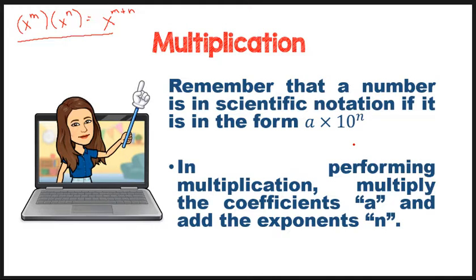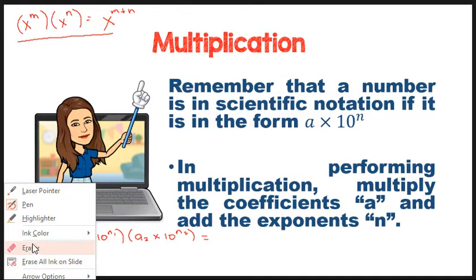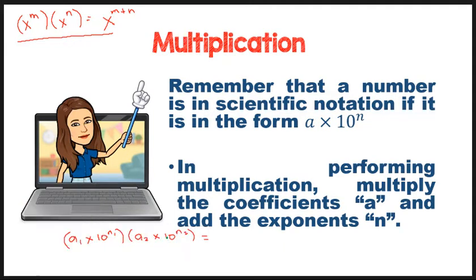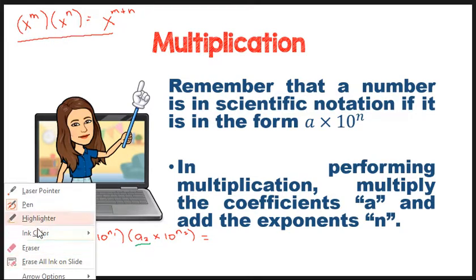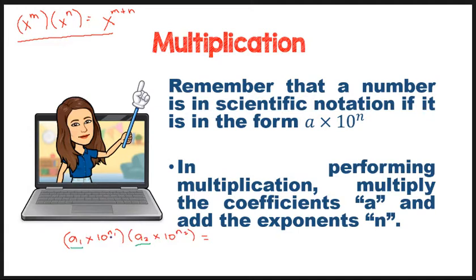In performing multiplication, you have to multiply the coefficients and add the exponents n. So say for example, your first number is a sub 1 times 10 raised to the power of n sub 1, and your second number is a sub 2 times 10 raised to the power of n sub 2. So all you have to do is to multiply the two coefficients. So what are the coefficients? Those are a sub 1 and a sub 2. And then perform addition with our powers. We have n sub 1 and n sub 2.